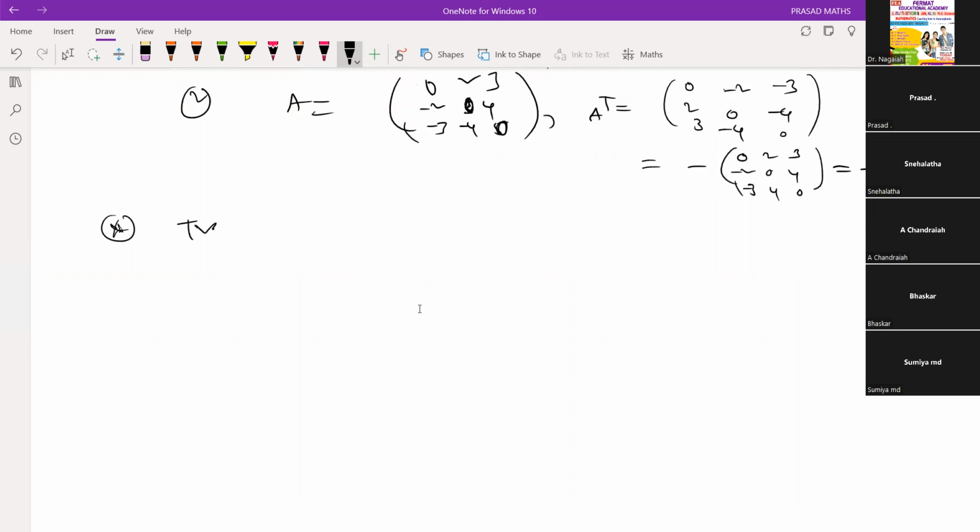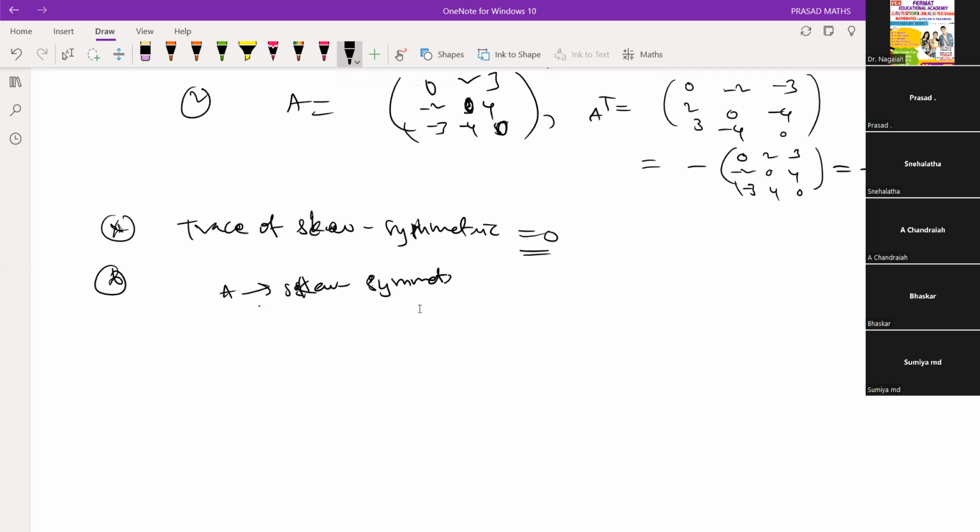Next, what is the trace of a skew symmetric matrix? Anybody? Zero. Right. Next, suppose A is a skew symmetric or anti-symmetric matrix. The question is, what about A plus A transpose? What about A minus A transpose?